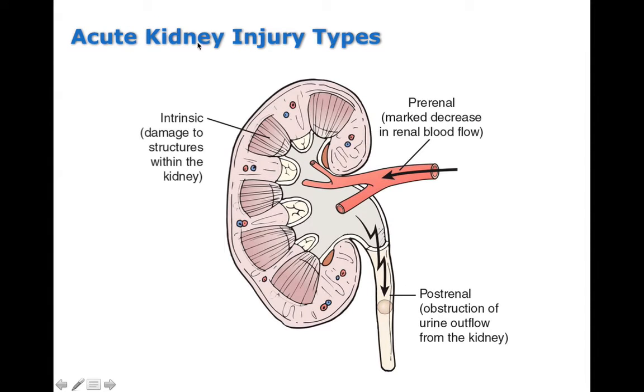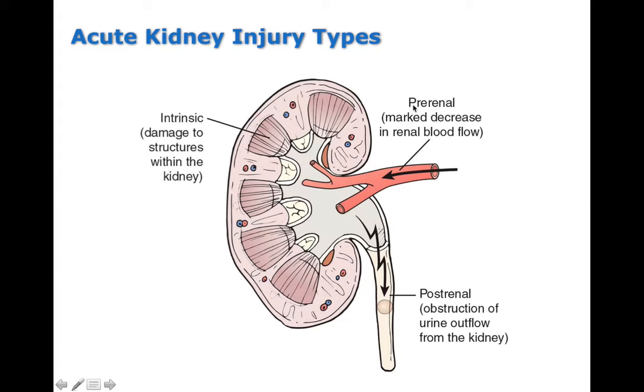So in terms of the different ways that the kidneys can become injured, we have pre-renal kidney injury, post-renal kidney injury, and intrinsic kidney injury. And these are all examples of acute kidney injury, or AKI, because if there's an issue in any of these particular regions, it's going to lead to acute injury.